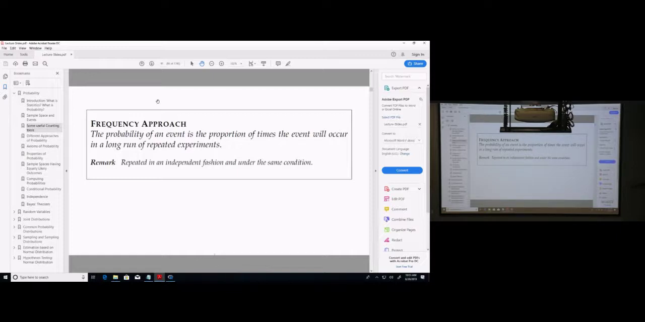Okay, so this is independent, and also under the same conditions. This is what we call, the jargon will be IID, independent and identically distributed. So this will very often be our assumption.